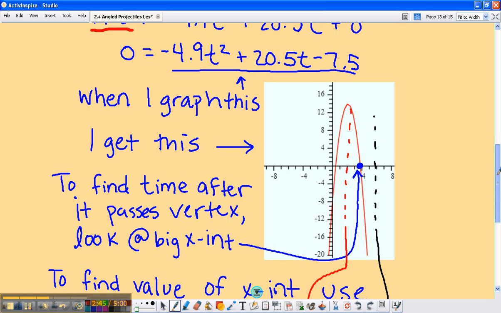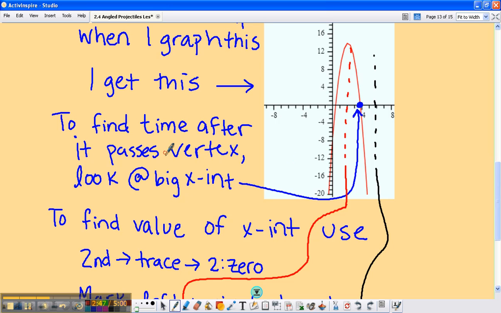Okay, so we need to know, what do I care about? To find the time after the ball passes the vertex and lands 7.5 meters above my starting point, so right here, my starting point, I need to look at my biggest x-intercept. And the reason for that is that the ball rises, it passes 7.5 meters above my starting point, it keeps going to its peak, which is represented by the vertex, and then it falls back down to the 7.5 meter level. So I am interested in my biggest x-intercept.